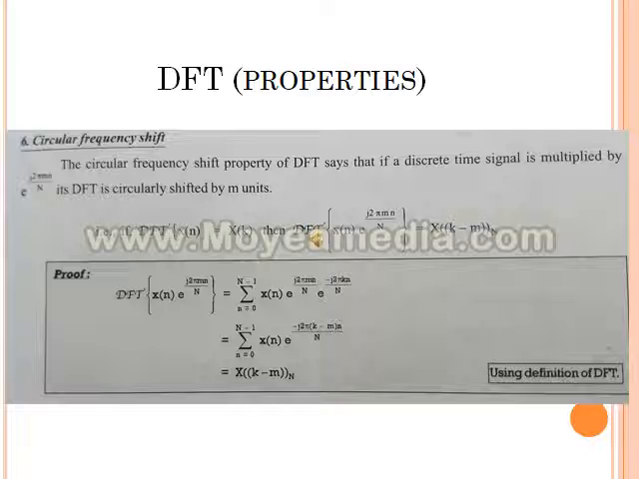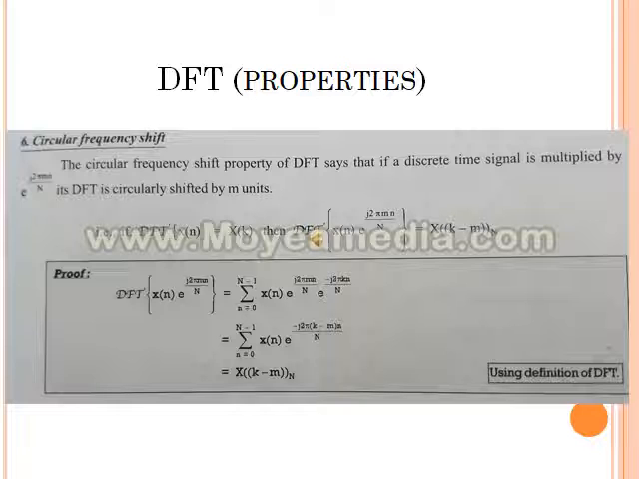So x[n] is a discrete time signal in the time domain, and capital X[k] represents the signal in the frequency domain, its DFT. The proof of this is the DFT of x[n] e raised to the power j 2 pi mn by capital N. What we have to do is replace small x[n] in the basic expression of the DFT by x[n] e raised to the power j 2 pi mn by capital N.